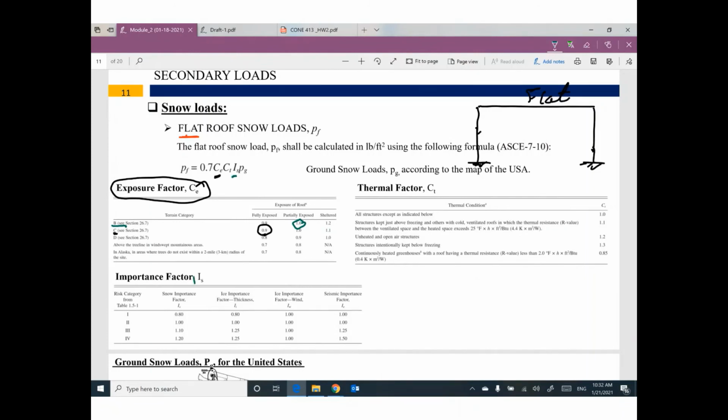IS is the importance factor. Based on the risk category, for example, if the risk category of the building is 2, the importance factor for snow load will be 1. Here is the value of IS, the importance factor for snow. So based on the risk category and this table, I can figure out the value of IS.